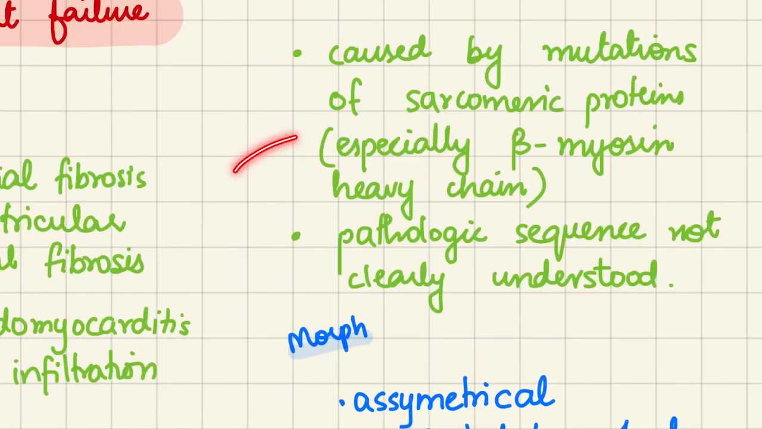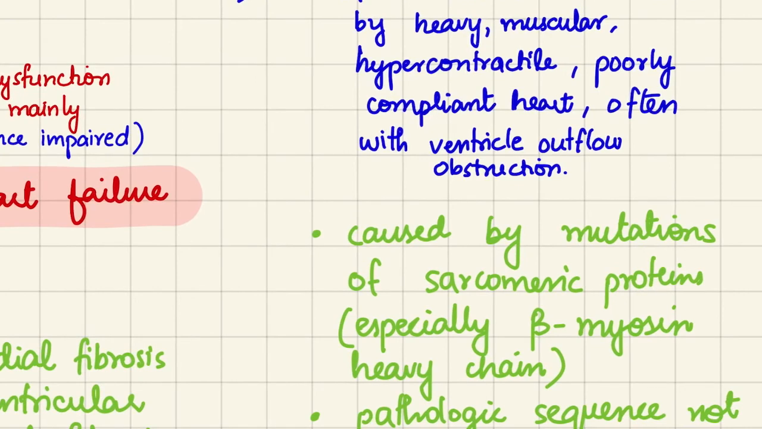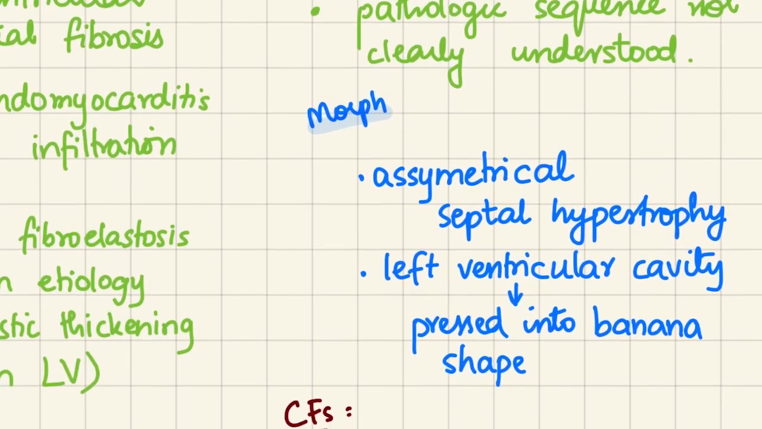So regarding the pathogenesis or the etiology, hypertrophic cardiomyopathy is caused by mutations of sarcomeric proteins, especially beta-myosin heavy chain. The pathologic sequence is not clearly understood, but it is usually associated with these mutations, and as we know it is a problem of the cardiac muscle. So there are some mutations in these proteins that will cause those problems.